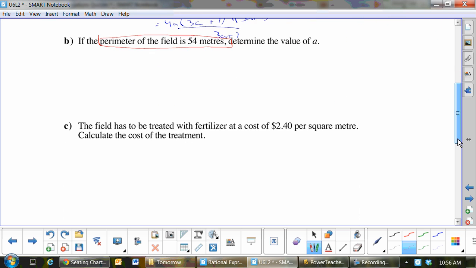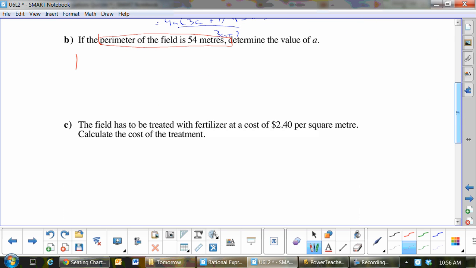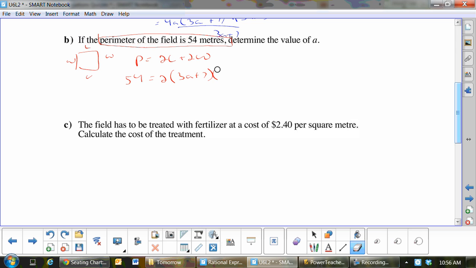Now, again, it's always good to know what is perimeter. Well, remember, it's length, width, length, width, right? I've got to add those all up. So perimeter equals 2L plus 2W. Do I know L? Yeah, I know perimeter, actually. It's 54 equals 2 times L, which is 3a plus 7, right from the question. Width is my answer I just got, a minus 1.